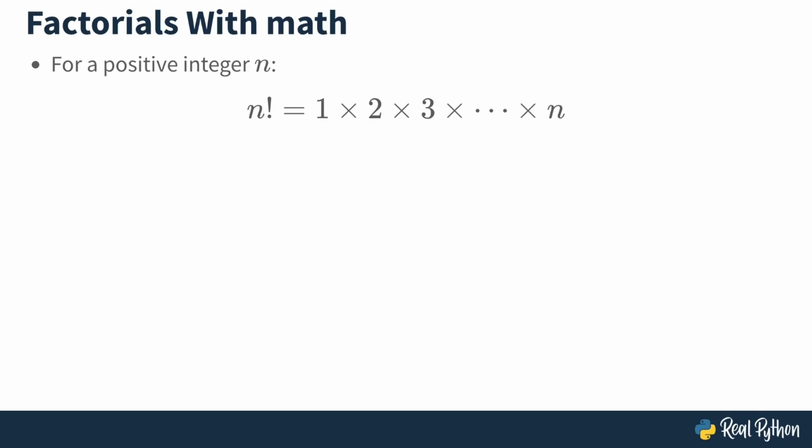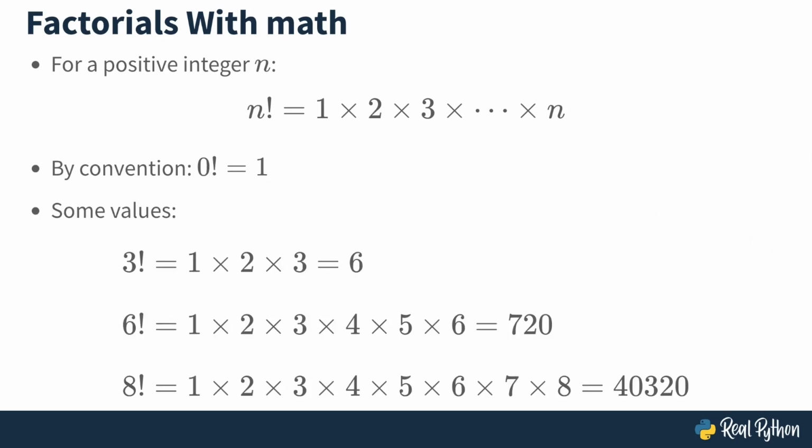So you may remember from, say, high school math that n factorial, where n is a positive integer, is the product of the first integers from 1 through n. Now, here n is supposed to be a positive integer. However, for convenience, we define 0 factorial to equal 1. So here are some examples of computing a factorial. So 3 factorial, 1 times 2 times 3, that's 6.